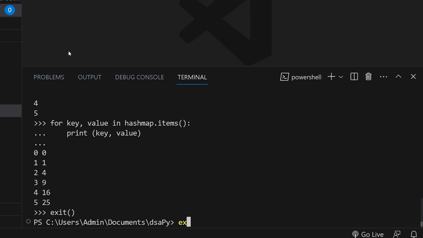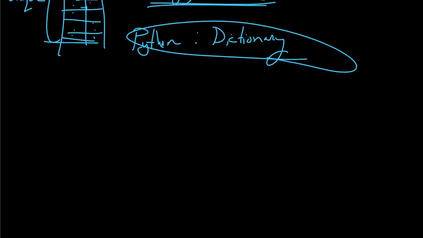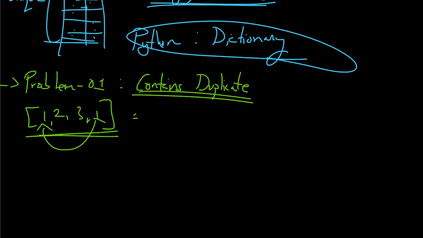Now let us start with some problems. Let us start with the first problem, which is basically contains duplicate. Problem 1, contains duplicate. You will be given an array, let's say 1, 2, 3 and 1, something like this. If you have a duplicate element, return true.